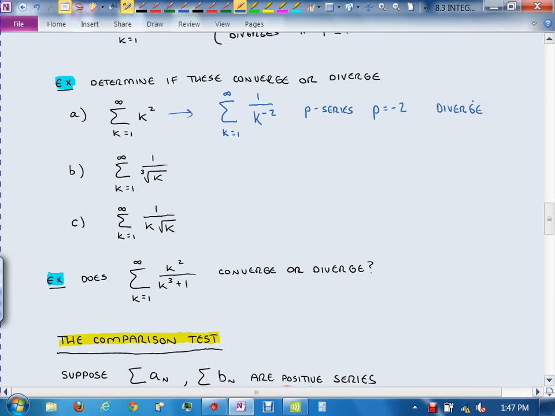What about the next one? Is that a P series? It's 1 over k to the what? 1/3. So that's a P series, isn't it? And p being what? 1/3, right? And that does what? Converges. What does it converge to? I don't know, and I frankly don't care because that's not what was asked. What was asked is does it converge or diverge? It converges.